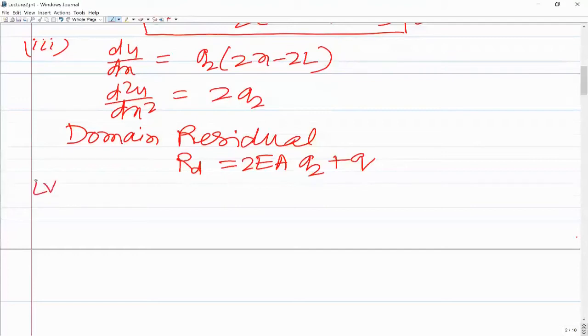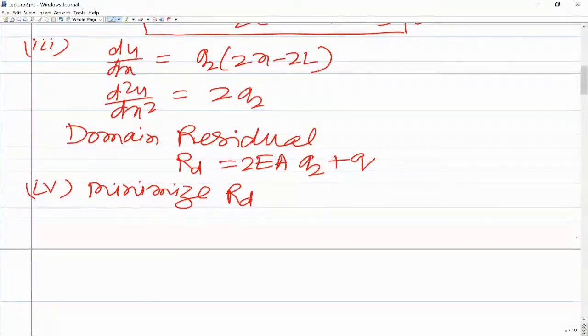And then the last step is to obtain. Now the only unknown constant left out is actually A2. Our approximate solution is in terms of A2, and unless we get A2, we don't have the final solution. So we need to obtain that. So the last step is that we obtain the remaining constants by minimizing the domain residual. So minimize RD. Now this minimization can mean actually many things. So we are going to discuss what are the different ways we can actually achieve our target.